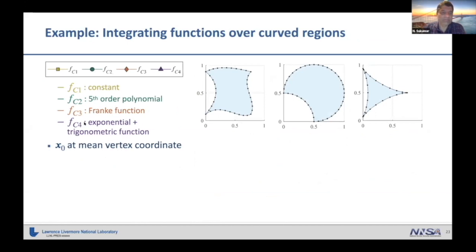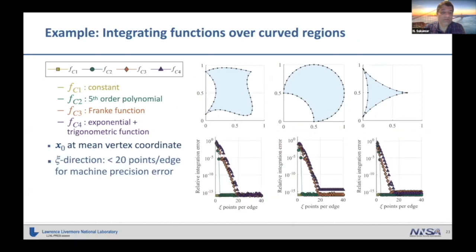Again, we take some standard tests: a constant function, one of the Franke functions, and a combined exponential and trigonometric function. We use different choices for x naught, either at the mean vertex coordinate, or it could also be at the center. Here I'm showing you the mean coordinate. We take different curved shapes, which I think are 4 cubic Bezier curves put together, and we want to integrate a constant, a 5th order polynomial, a Franke function, and an exponential. Clearly, for the first 2 cases, the number of points is very low, but as the functions get more complicated, you need more points per edge. And that's what is observed in all cases.